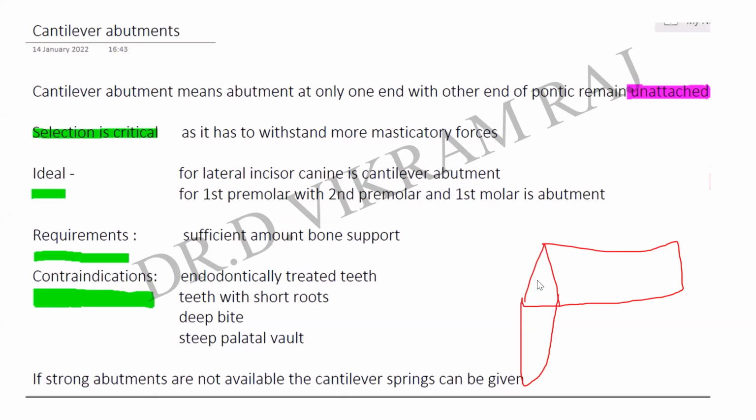So it is very critical, and the ideal replacement is a canine replacing the lateral incisor. Suppose 12 or 22 is missing. Then with the help of 13 or 23, we can replace the missing lateral incisor. The abutment tooth should also have good support. Contraindications are endodontically treated teeth, teeth with short roots, steep bite, and steep palatal vault.